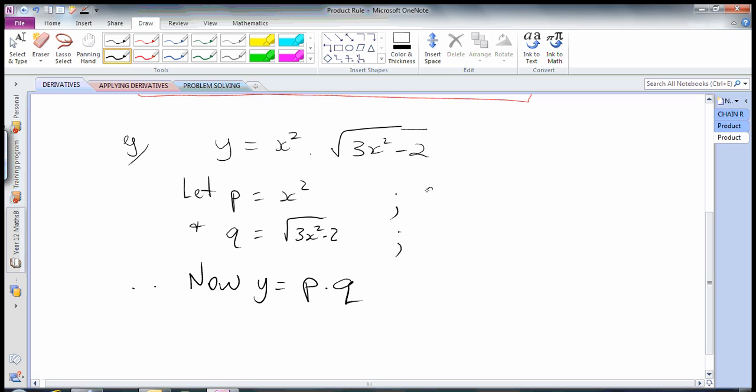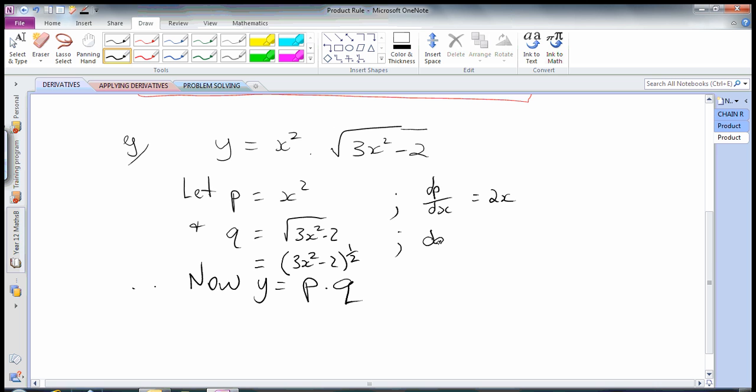The first one is nice and easy. So dp dx is equal to 2x. And in the second case, for some people we might need to be thinking of that function as 3x squared minus 2 to the power of 1/2. So that helps us in the way that we think through the derivative.